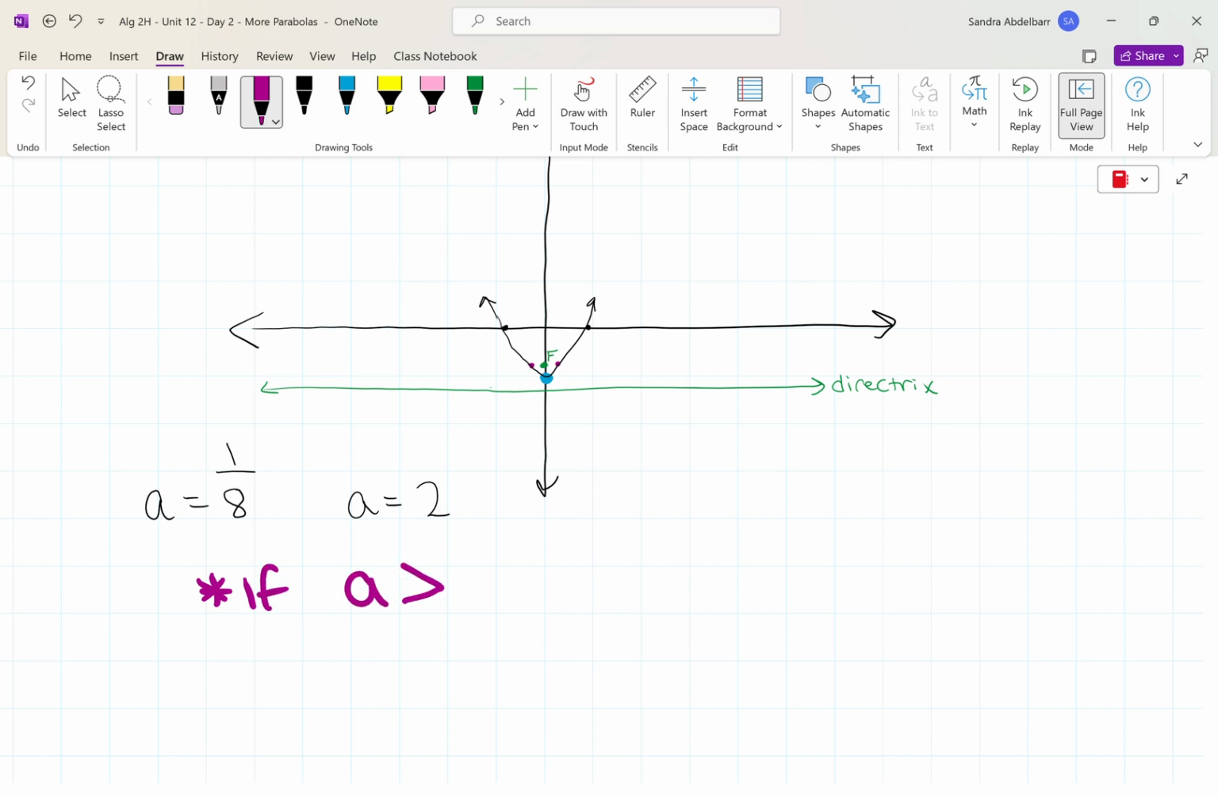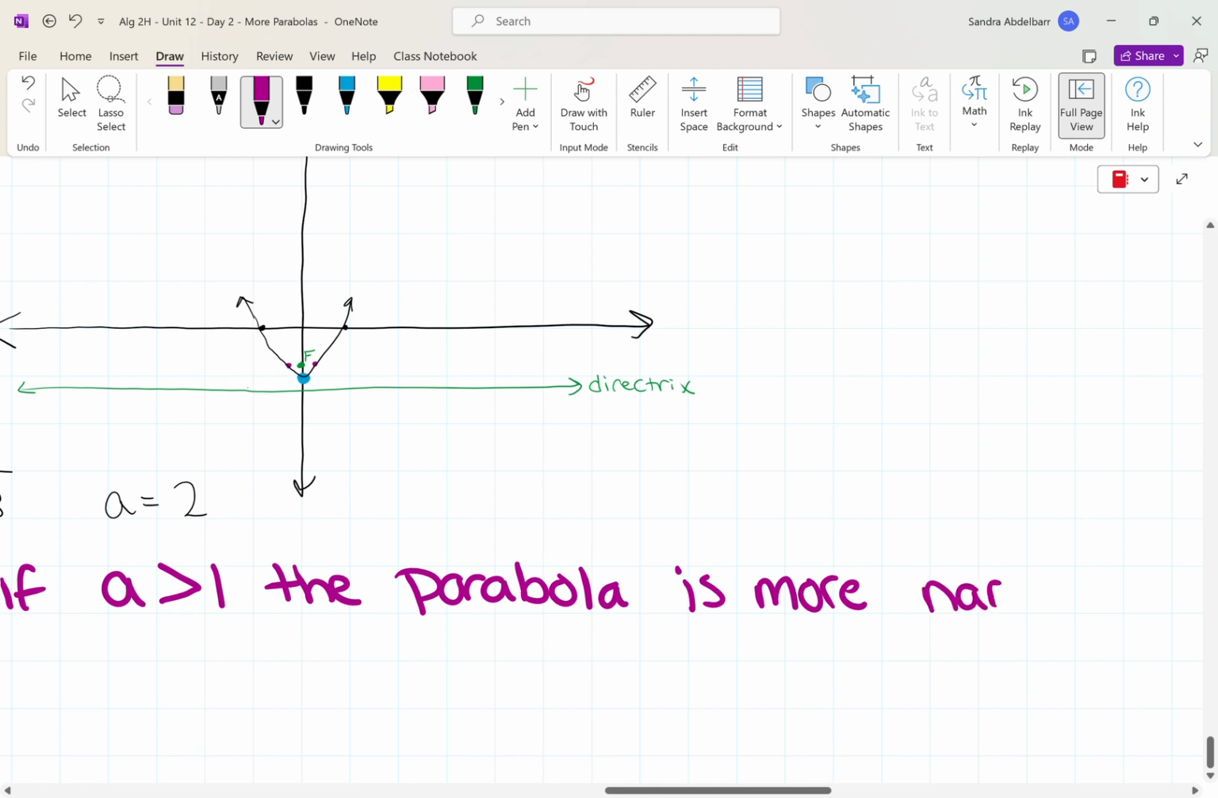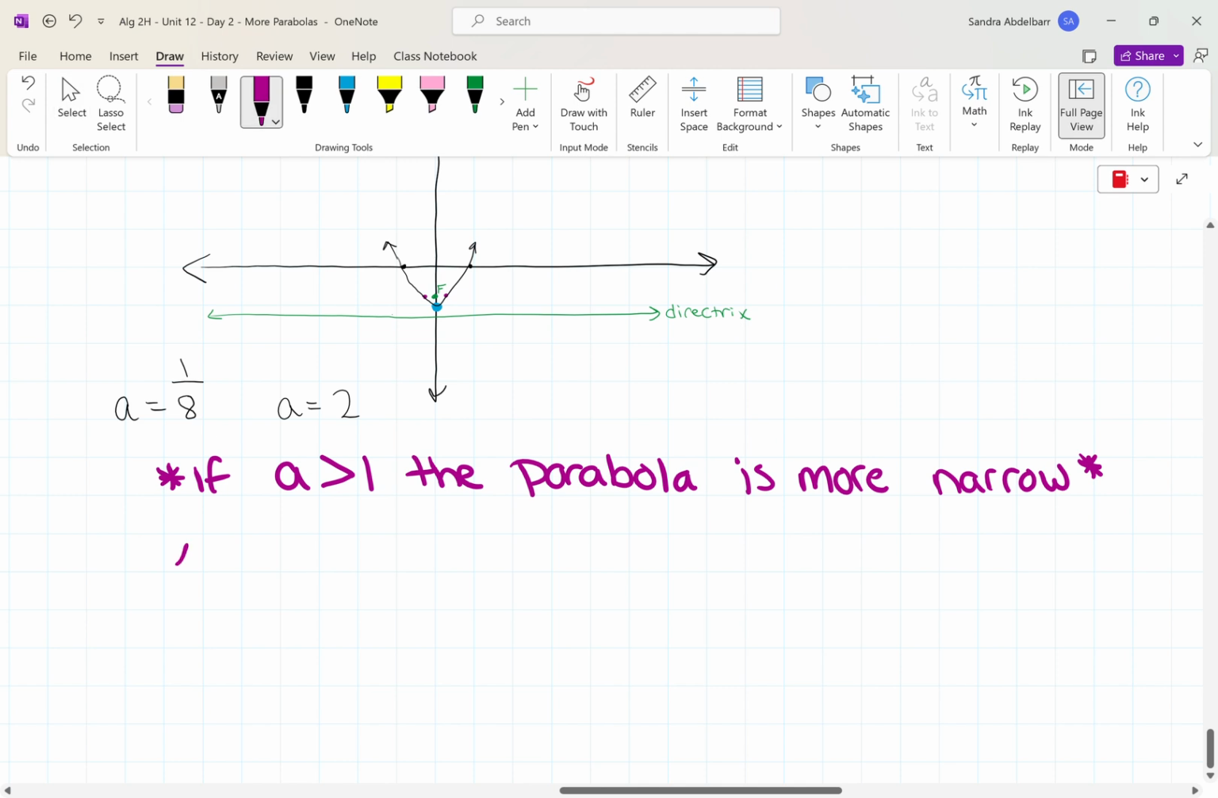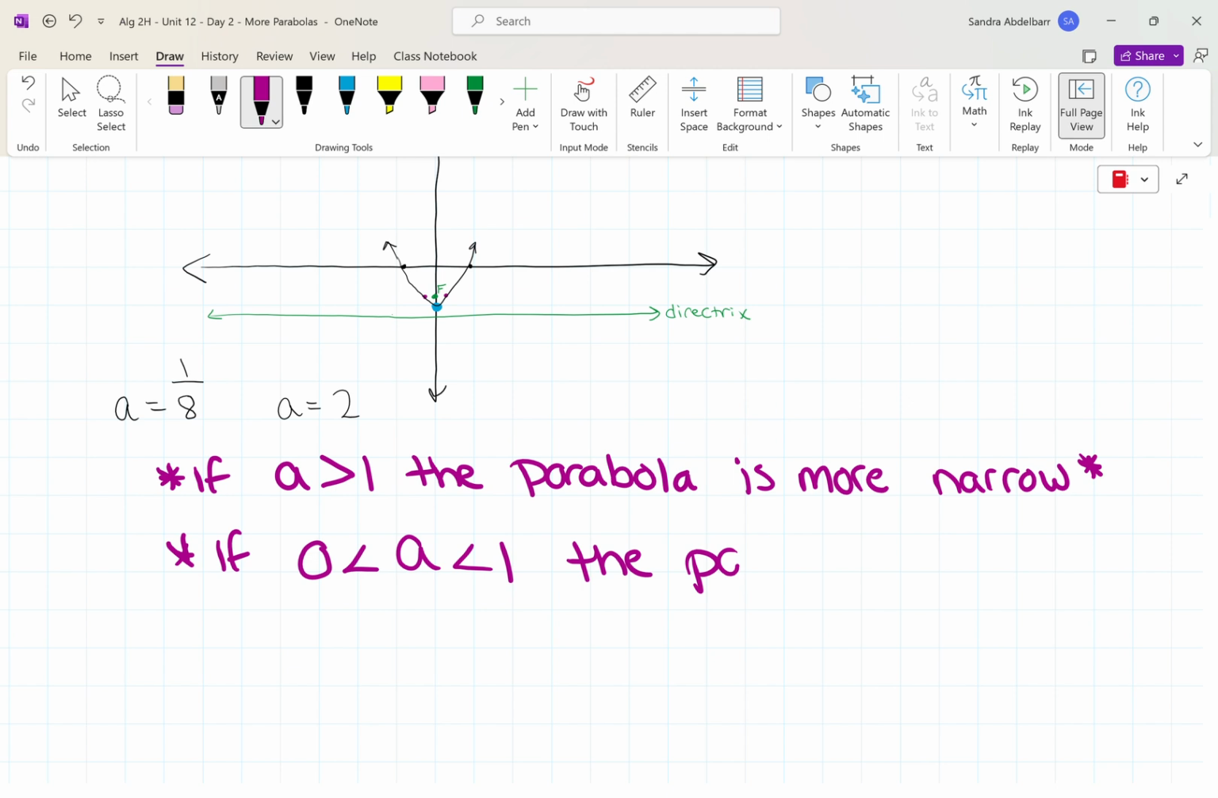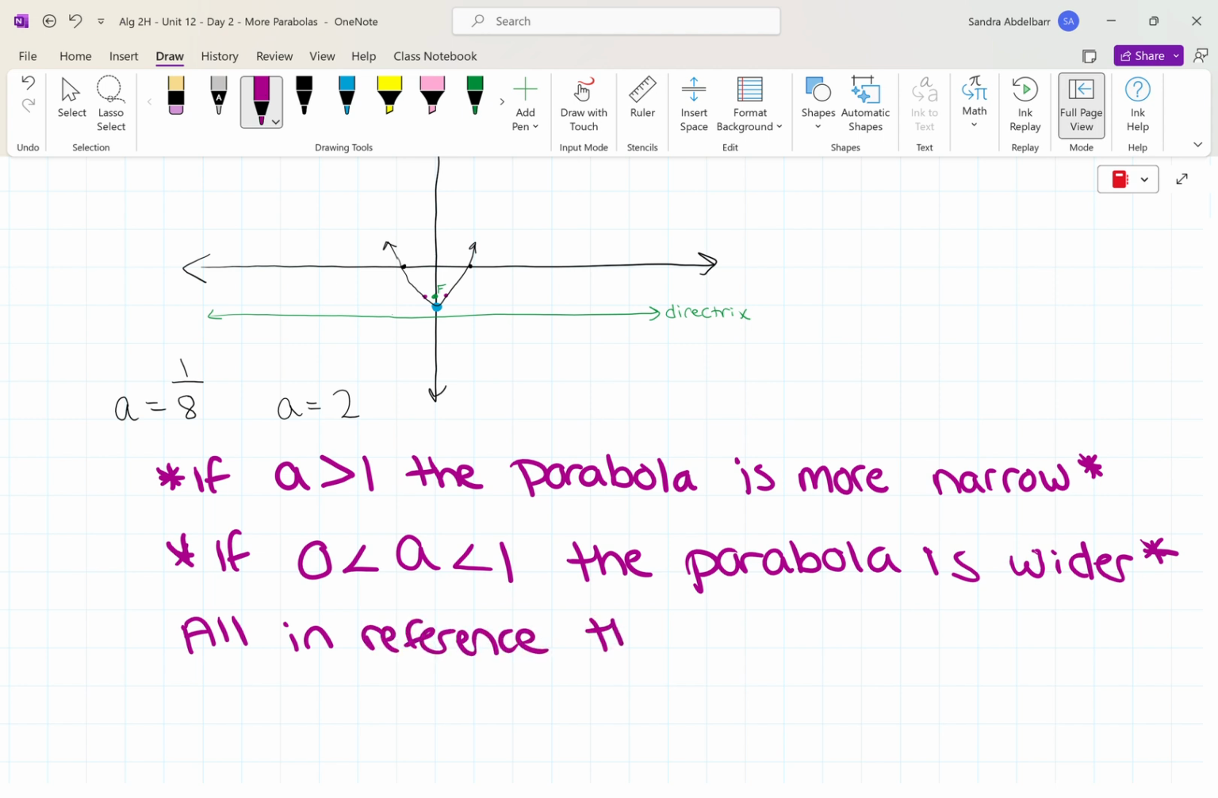So something we need to know, if A is greater than 1, the parabola is more narrow, and if A is between 0 and 1, so A is greater than 0 but less than 1, the parabola is wider. And this is all in reference to the parent graph y equals x squared. So when I say it's more narrow, that means it's more narrow than y equals x squared. When I say it's wider, that means it's wider than y equals x squared.